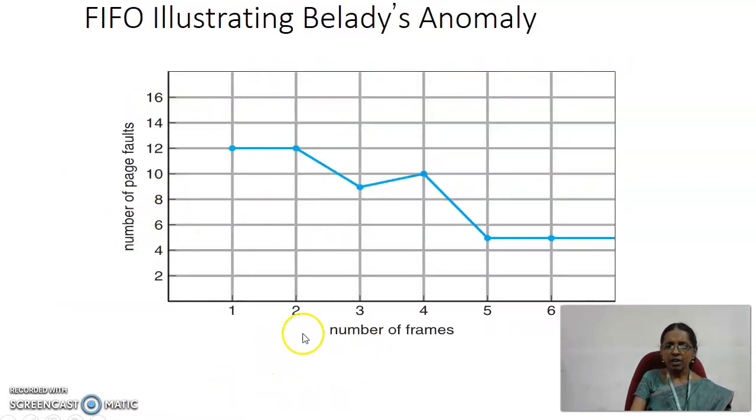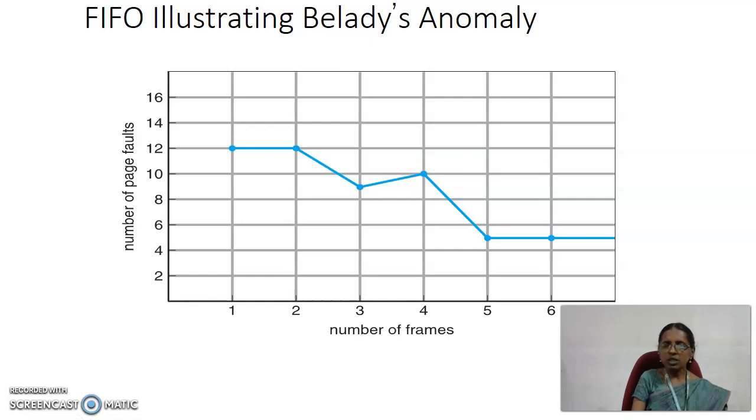For this graph, when you increase the number of frames, the number of page faults should decrease. Actually, this will be the case. But say for example, with number of frames 1, the number of page faults is 2. When you increase to 2, still it is 12. Then when you increase the page frames to 3, the page fault is 9. When you increase the page frames to 4, the page faults increase, and the number of page faults becomes 10. Right? So it should not be the case. This is what is called Belady's anomaly.